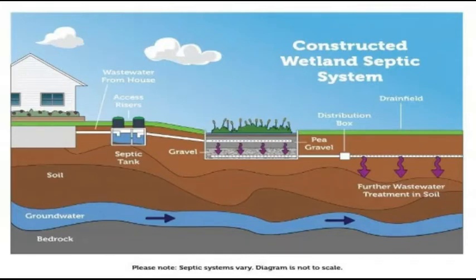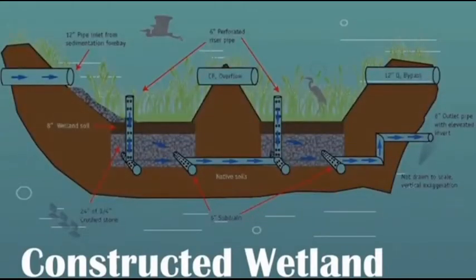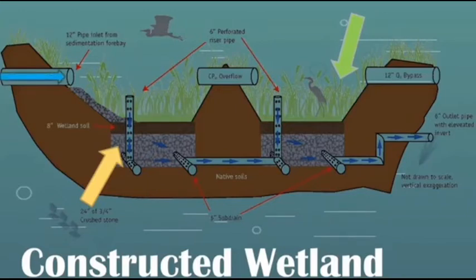Number 9. Constructed wetland system. Constructed wetlands are engineered systems that use natural functions, vegetation, soil, and organisms to treat wastewater. Depending on the type of wastewater, the design of the constructed wetland has to be adjusted accordingly.